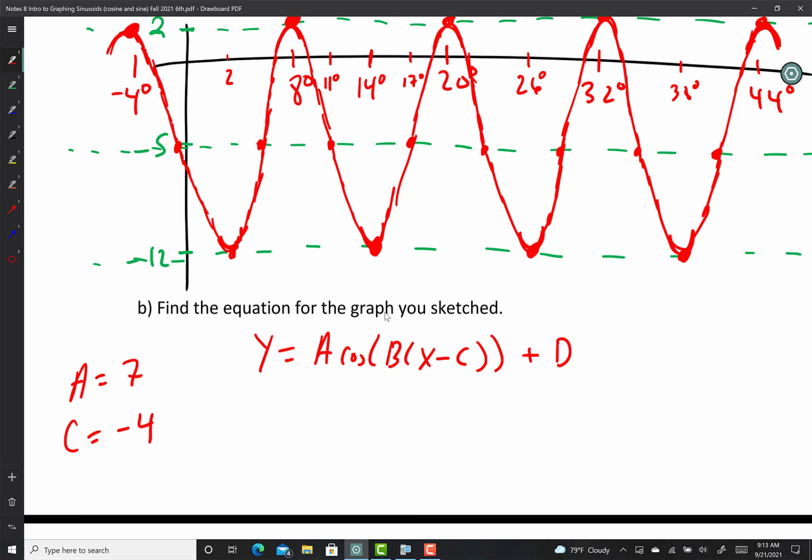Do I know where my midline is? Negative 5. You can also say sinusoidal axis. So I got everything but B. But can I calculate B?